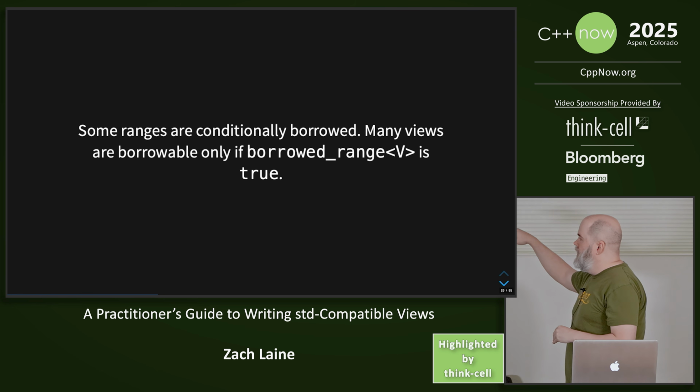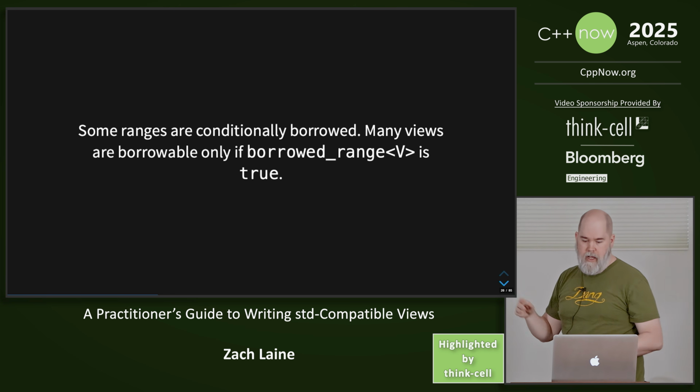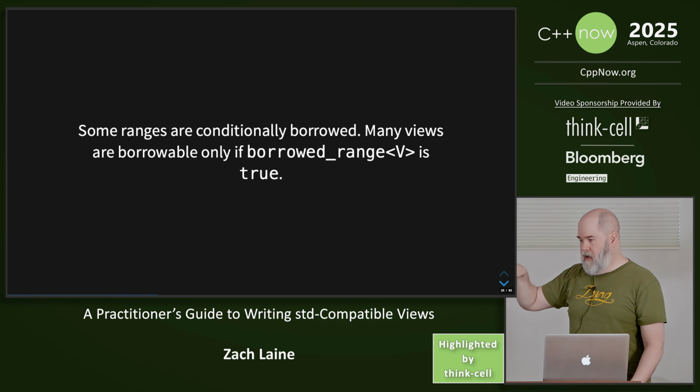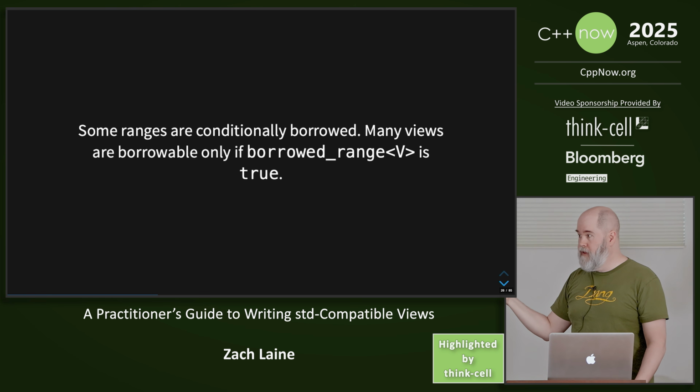So some ranges additionally are conditionally borrowed, and usually the conditionality is based on whether or not V is borrowed itself. I should have maybe put views there. Some views are conditionally borrowed because that's the common case where we have the conditional thing. So if I have a transform view that's transforming essentially a vector under the covers, then that's probably not going to be borrowable. But if I'm doing the same thing on a span, it is, if that makes sense.